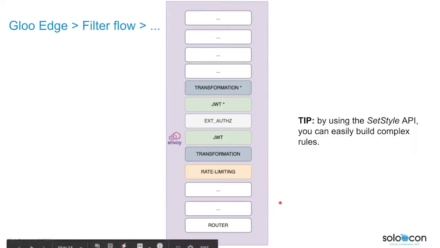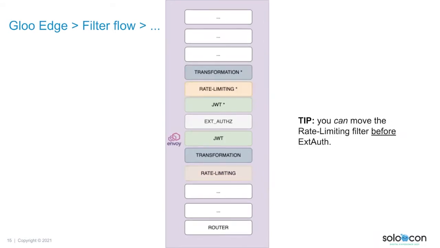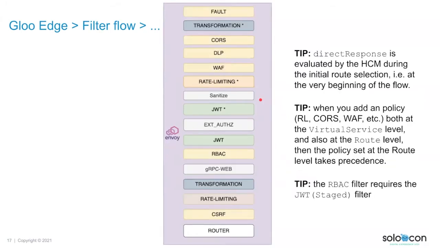So now the rate limiting filter will also call an external service called the rate limiting service that will apply your policies. And it comes with a nice API called the set-style API that helps you to build complex rules really easily. It's really worth a try. You can also choose to move this filter before the ExtAuth filter. This is a global option. And there are many more filters. I won't explain them all, but this is the big picture that I could draw here.